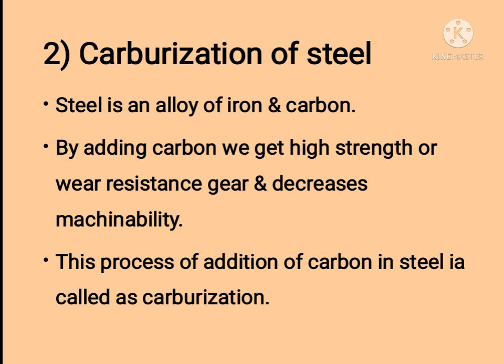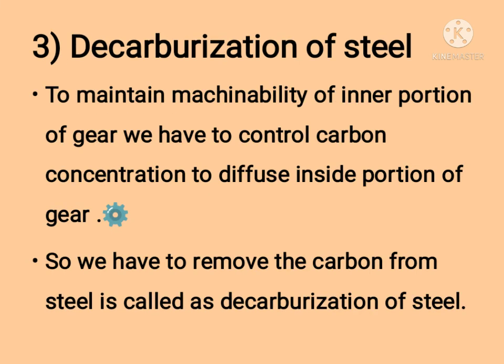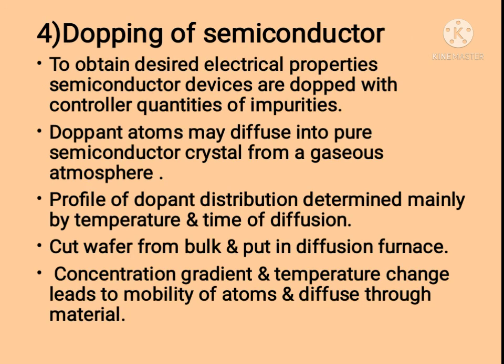Carburization is the process of addition of carbon in steel, which increases the wear resistance of a gear but decreases the machinability. To balance the machinability of the gear, decarburization of steel is done. That is, the carbon is removed from the steel. Doping of semiconductors is done to obtain desired electrical properties. Under controlled temperature and time of diffusion, the doping of the semiconductor is done from the gaseous atmosphere.